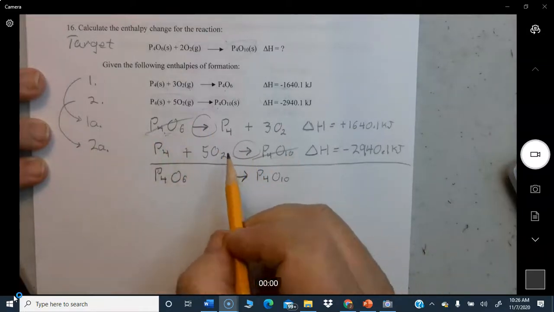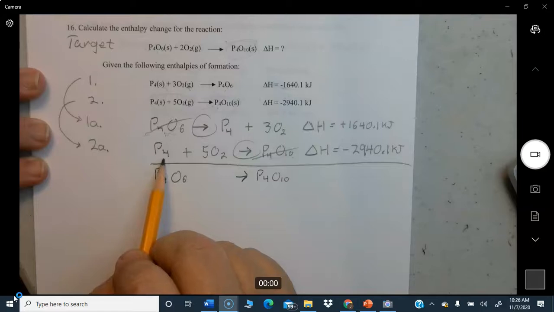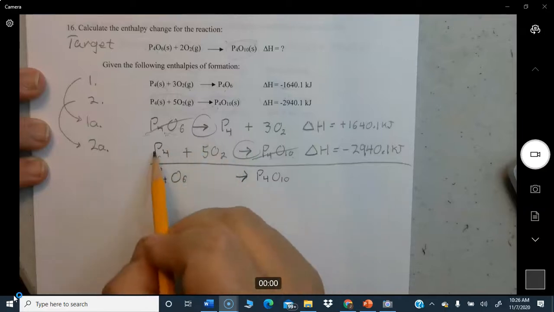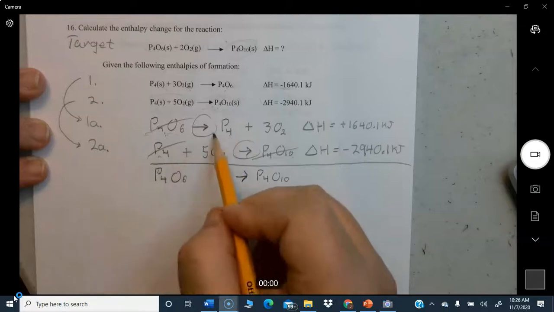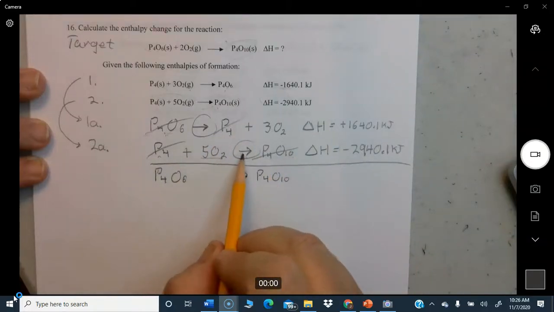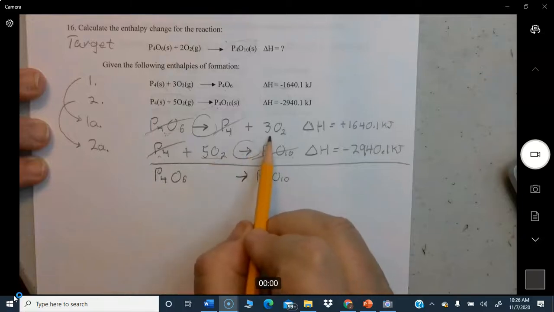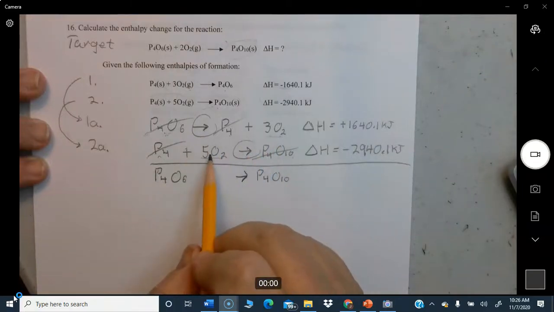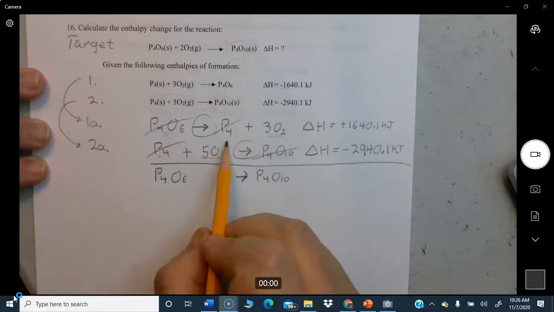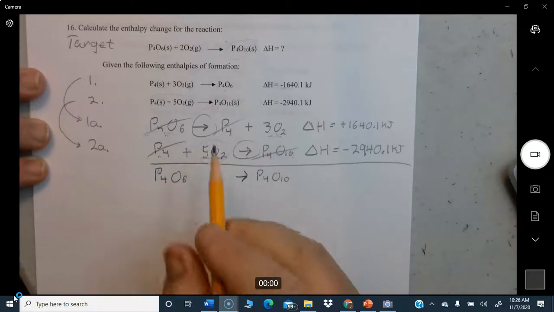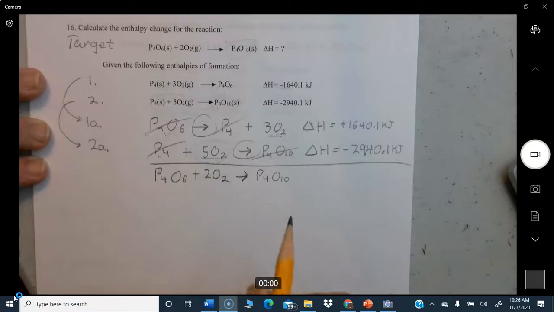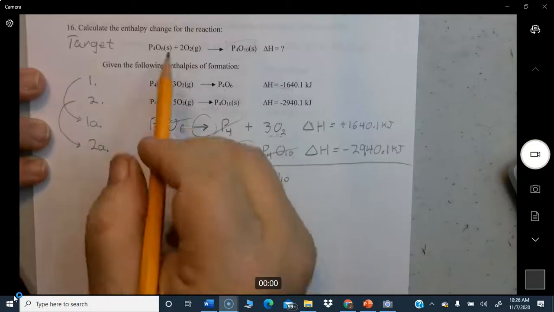Now on this side you have a P4 on the left side of the arrow, and you have a P4 on the right side of this arrow, so those are going to subtract, so they basically cancel out. And now you have a 502 on the left side of this arrow, and a 302 on the right side, so that's going to be a subtraction. So 5 minus 3 is 2, and it goes on the side of the bigger of the two numbers, the 5, so it's going to be plus 202. Okay, and if you look up here, that is your target.